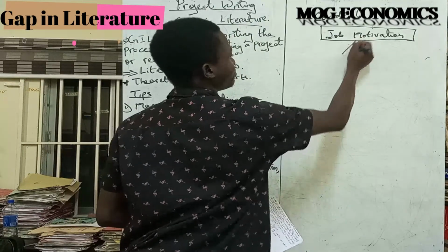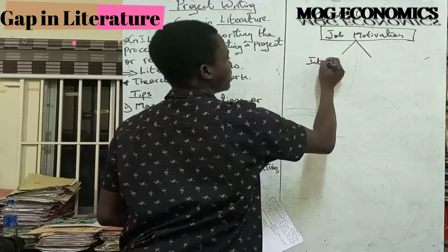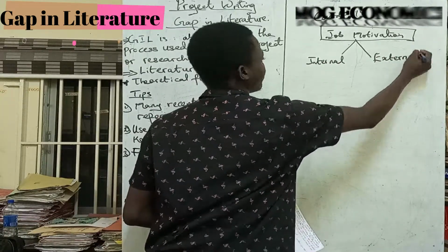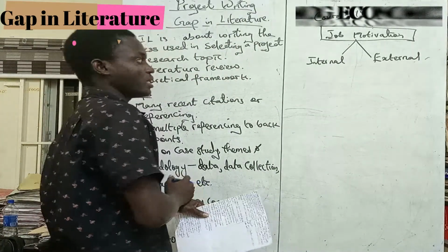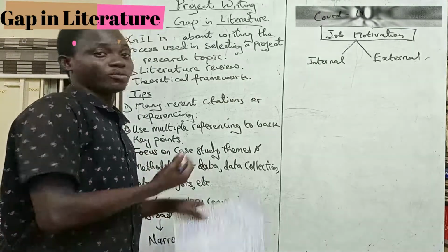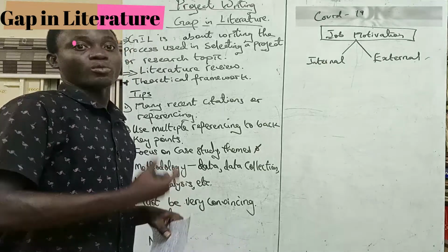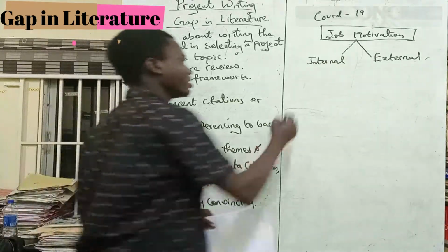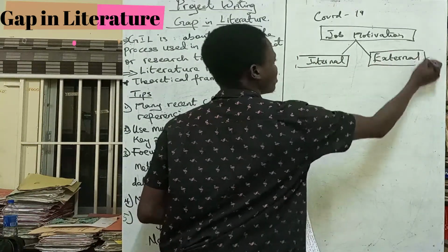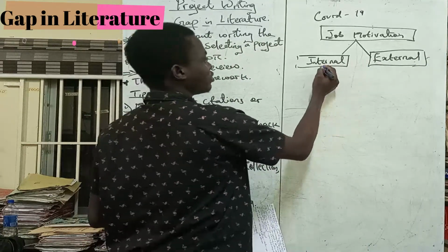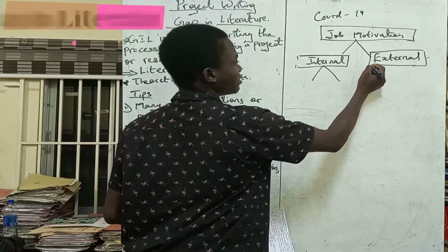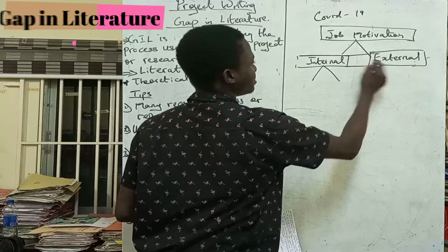Then from here we had internal and external. I have already spoken about job motivation in the research, and I've been able to explain that job motivation can be internal or external. It could be from within an individual, an employee, or it could be from without, an outside factor. So just the design and so on and so forth. Then under internal and external, we then have different things.